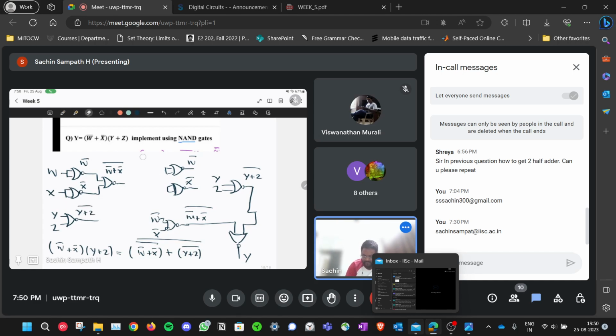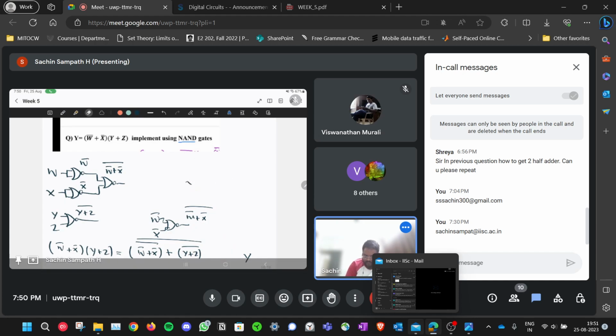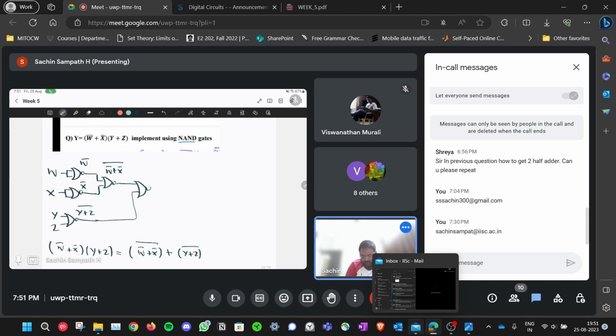And then you take these two things and put through another NOR gate. What will you get? You get the complement of W bar plus X bar complement plus Y plus Z complement. And by De Morgan's law, this will be nothing but W bar plus X bar into Y plus Z. Right? I don't know if this is the minimum, but this is one implementation that will work. That is correct. Okay. Any more questions?